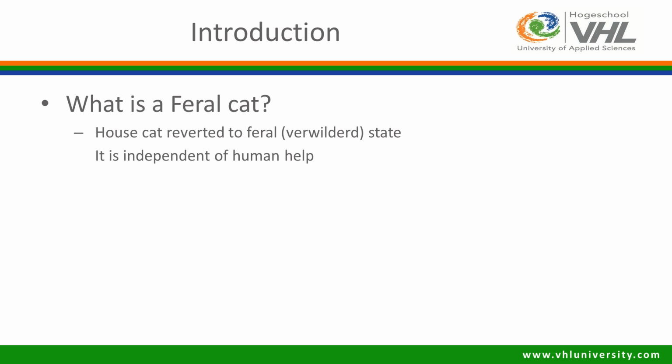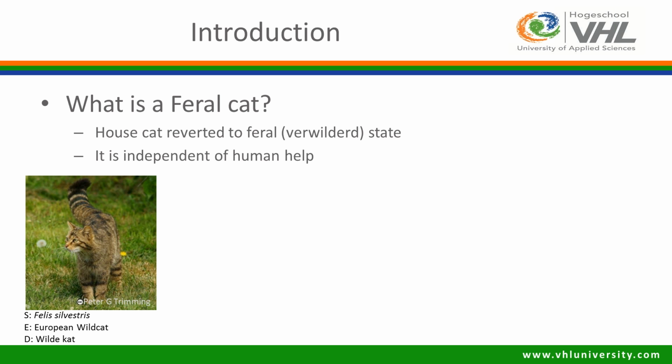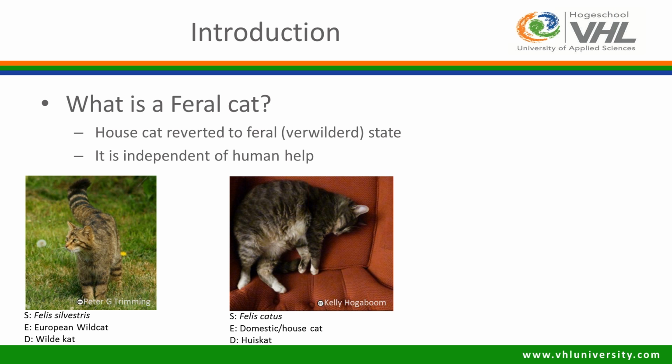First of all, it's important to understand and explain what a feral cat actually is. Actually, it's a house cat that is reverted to a feral state. In Dutch, we call that verwilderd, verwilderde katten. A feral cat is independent of any human help, so no shelter or food at all. It is often confused with this species. It's a Felis sylvestris, or the European wildcat, and it has nothing to do with a feral cat.